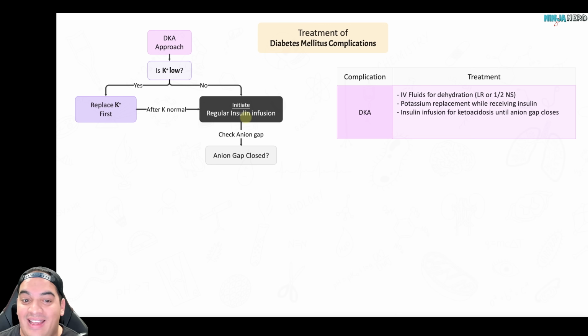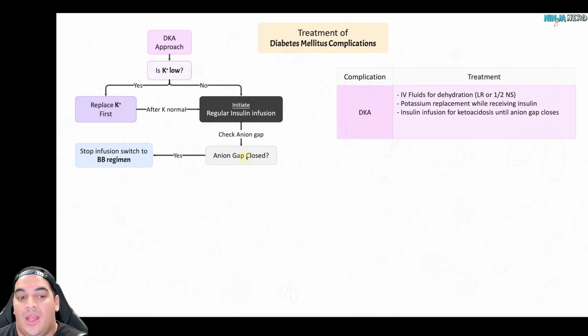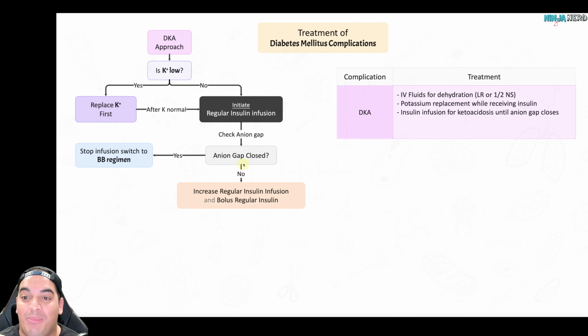So if the anion gap closed, great. You don't need to have them on regular insulin infusion anymore. You can just put them over onto the basal bolus and stop the infusion. But if their anion gap is still potentially present, say that you went from 20 to 18, you have to keep them on the insulin infusion. You might even have to increase the rate. Now, if I increase the rate of the insulin, I also have to bolus them with more insulin.